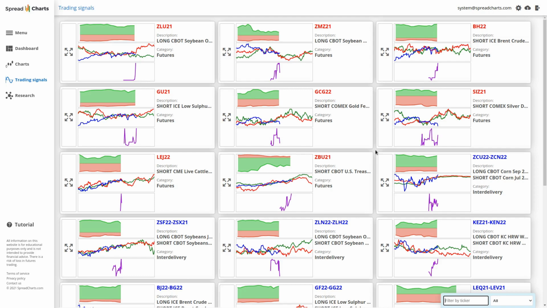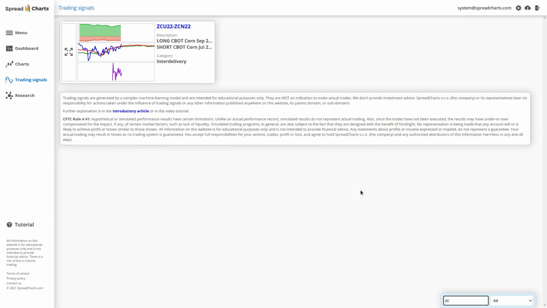The good example is corn right now, because if I filter the signals for corn, you can see this signal on interdelivery spread, but no signal on outright futures. So there's just no good opportunity on outright futures on corn right now.